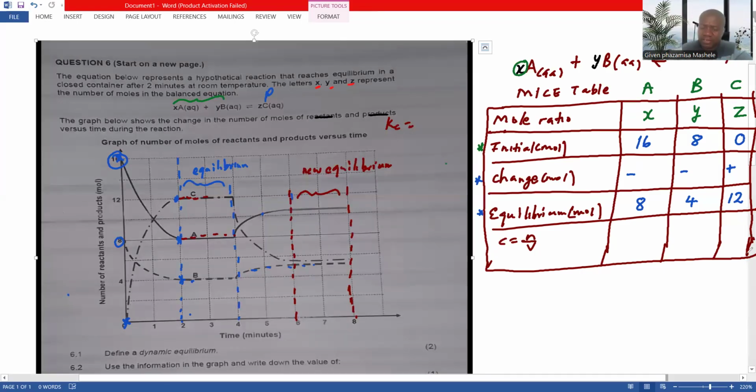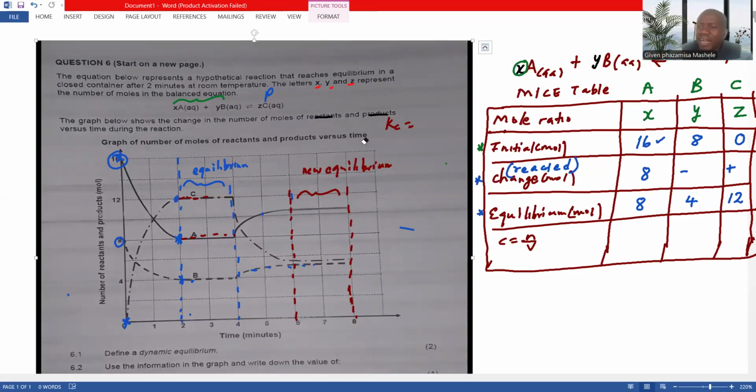Okay, I apologize, guys. Right, as I was saying, A actually started with 16 moles, but it reacted. So we need to know the number of moles that reacted, because now it remained with 8 moles, which shows that it has decreased by 8 moles. So that's what I'm saying, there's a minus here. So we need to put 8 here. To say 16 minus 8, this gives us 8. But sometimes in the marking guideline, they don't put this minus here.